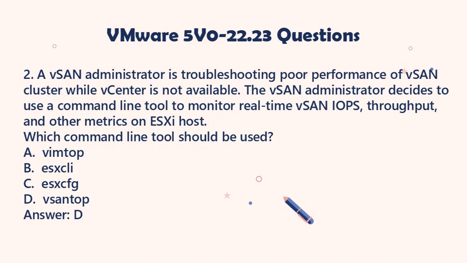2. A vSAN administrator is troubleshooting poor performance of a vSAN cluster while vCenter is not available. The vSAN administrator decides to use a command line tool to monitor real-time vSAN IOPS, throughput, and other metrics on the host. Which command line tool should be used? A. vimtop. B. ESXCLI. C. ESXCFG. D. vSAN top. Answer: D.